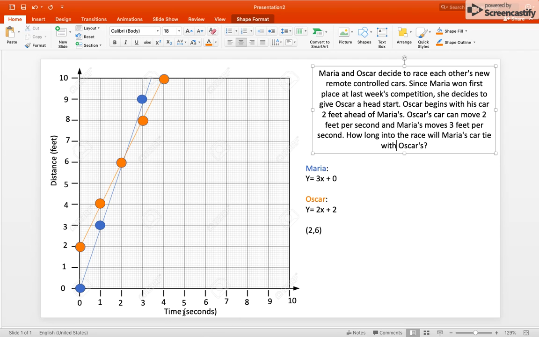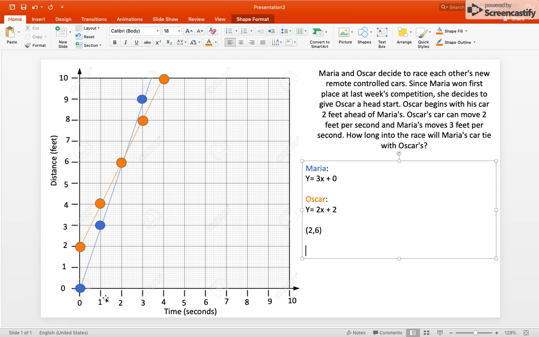So we're actually thinking about time is what we're concerned about. So we only need our x value to answer our question, since our x value is measuring our time for that how long. So our final answer to this word problem is Oscar and Maria will tie after 2 seconds, because 2 is where our x measure is, where these two lines intersect.